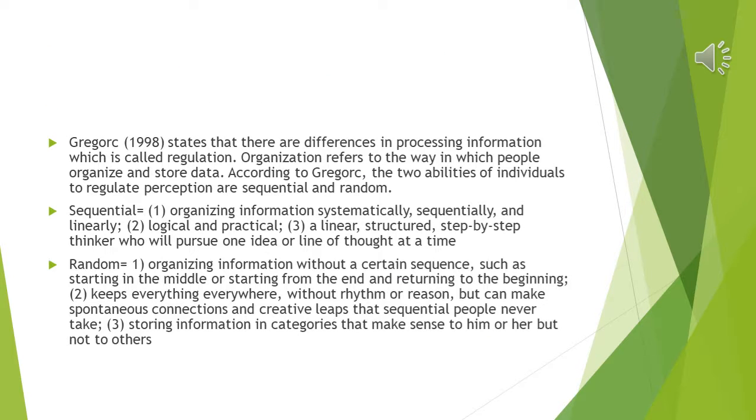After people receive incoming information, people will organize and use the information they perceive. Gregorc states that there are differences in processing information, which is called regulation. Organization refers to the way in which people organize and store data. According to Gregorc, there are two abilities of individuals to regulate perception. They are sequential and random.